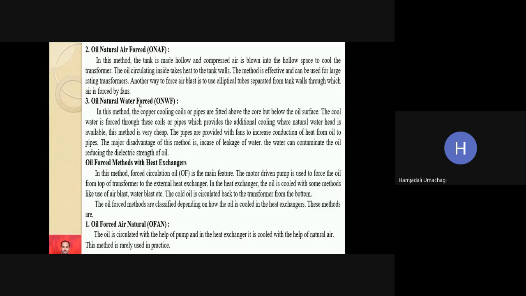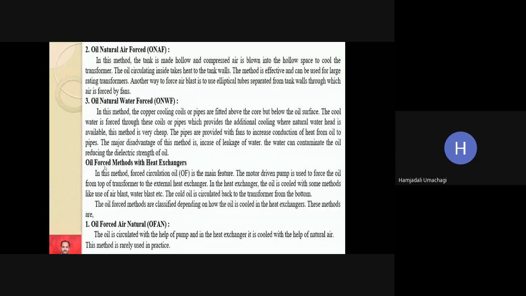Okay, so this is all about oil natural water forced. Here oil will be present which will be carrying the heat, and to cool that oil we are going to force the water, and that water will be forced via some copper pipes or water tubes which will be placed above the core part, and this method we call ONWF, oil natural water forced.